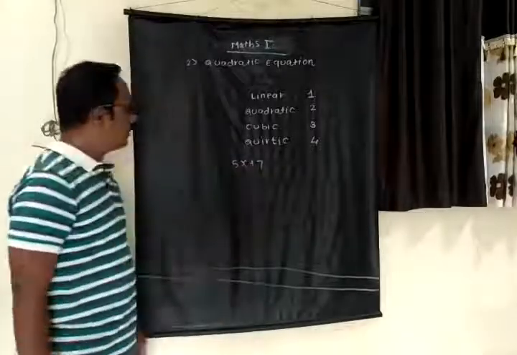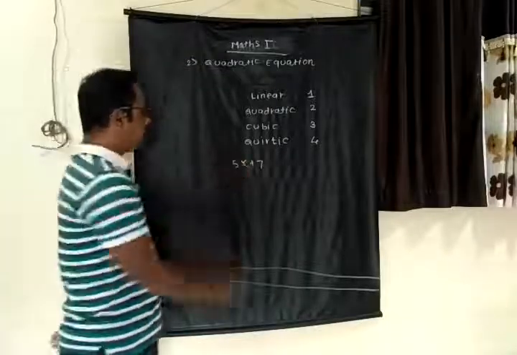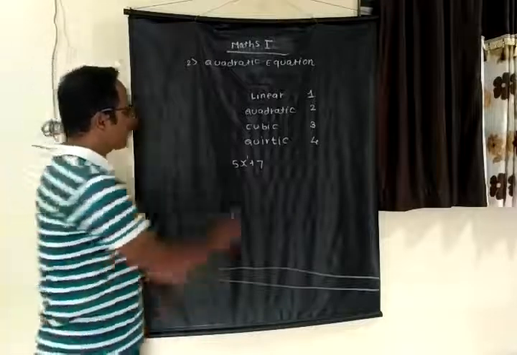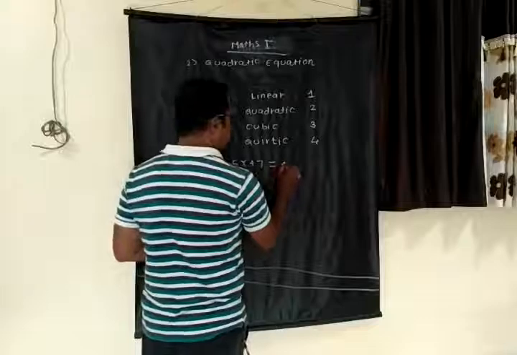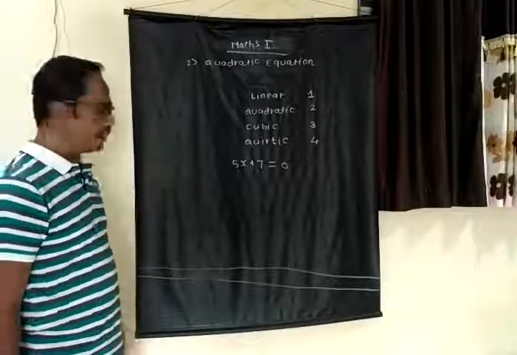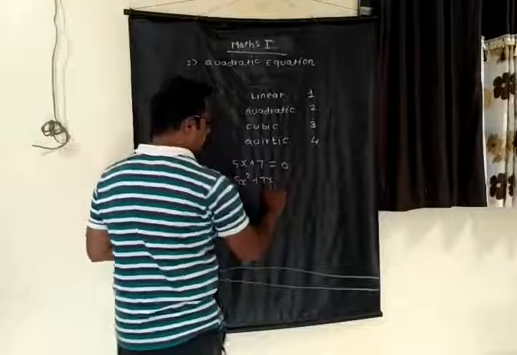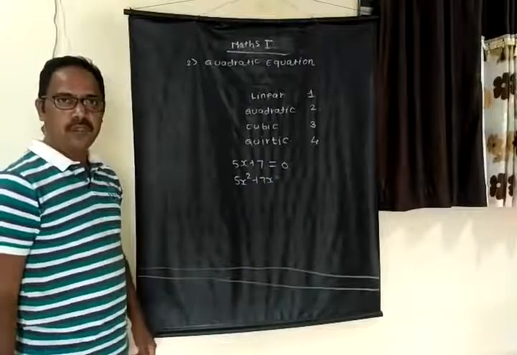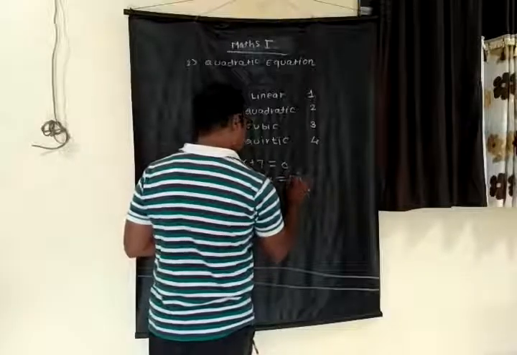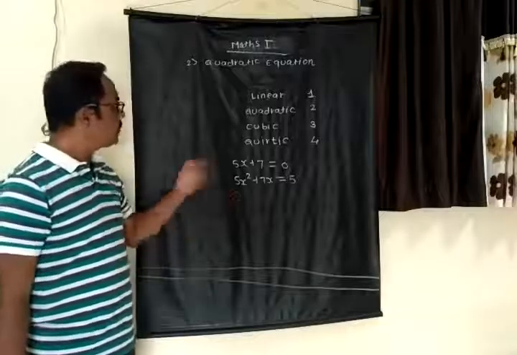Now see, this is a linear polynomial having degree or highest coefficient is 1, so it is a linear polynomial. And when we give equal to sign and any value to its right side, then it becomes a linear equation. Also, this one is a quadratic polynomial. Again, if we give equal to sign and any constant value to right side, then it becomes a quadratic equation.